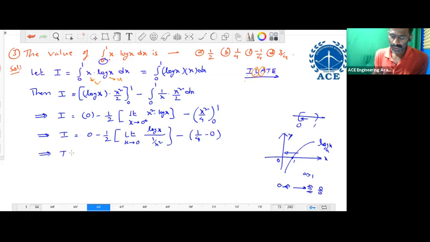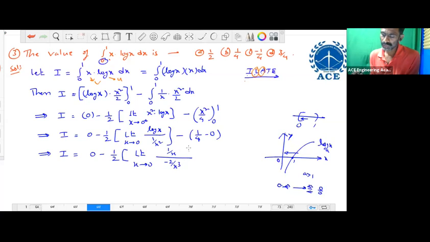Which implies I equals 0 minus 1 by 2 into the limit as x tends to 0. Now apply the L'Hospital method here. The derivative of log is 1 by x. In the denominator, the derivative of 1 by x squared is minus 2 by x cubed, minus 1 by 4. 1 by x will get cancelled with this. Then it is not 0 by 0 or infinity by infinity. Directly we can evaluate. This value is 0.